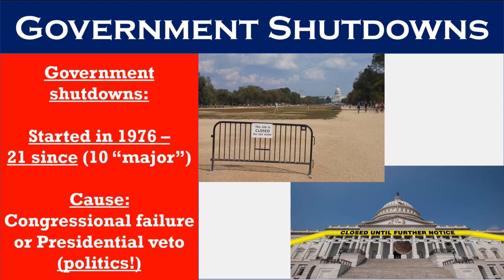And this has led to showdowns between the president and Congress over the budget in recent decades. Starting in 1976, we have seen 21 government quote-unquote shutdowns because Congress and the president have failed to come to an agreement on the budget. 10 of which were major ones in which federal employees were furloughed or sent home and federal facilities were closed. Many of these fights have been political disputes, but they're usually resolved pretty quickly after a public backlash.